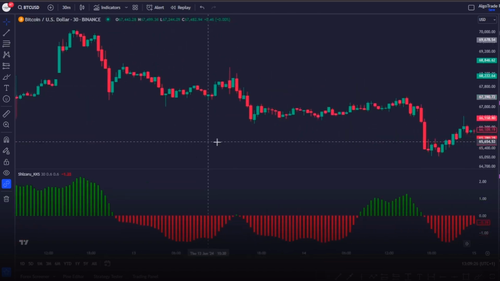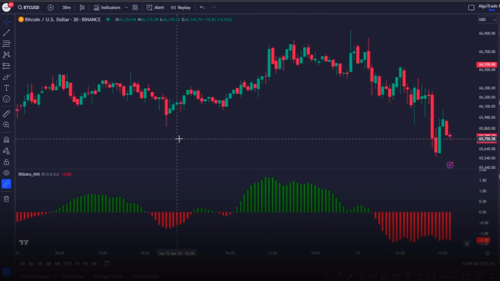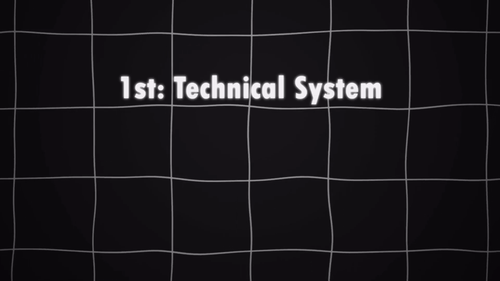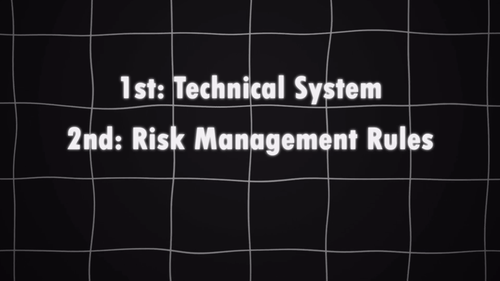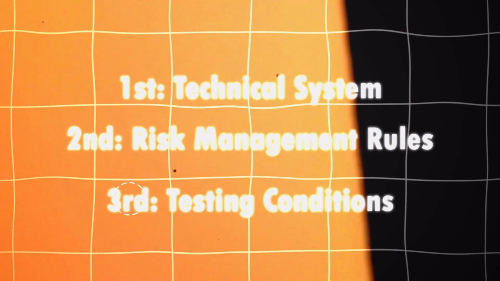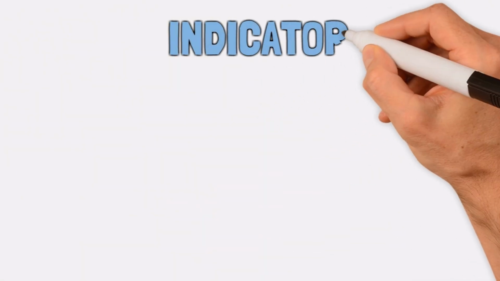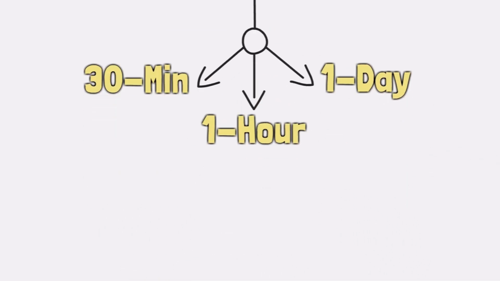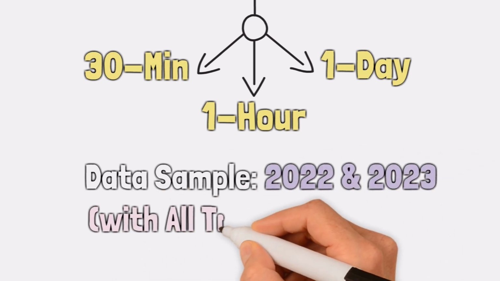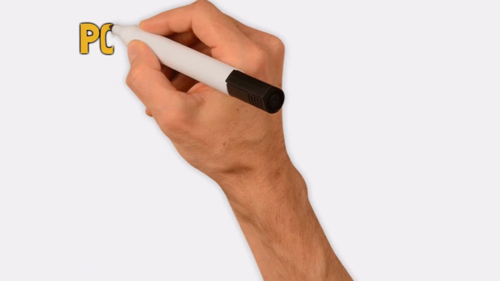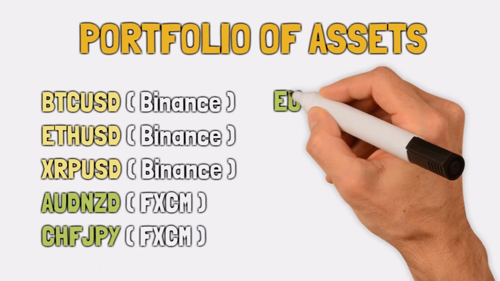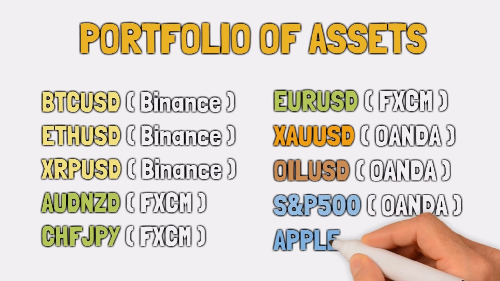But to confirm if its results are indeed profitable and efficient, we will need to, say with me, properly backtest it. As usual, to do this, we need three things. First, the technical system, second, the risk management rules, and third, the testing conditions. Regarding this last step, we will backtest the KusKus Starlight on the 30-minute, 1 hour and daily timeframes using data from 2022 and 2023 across a diverse asset portfolio: Bitcoin, Ethereum, XRP, 3 currency pairs, gold, oil, the S&P 500 index and the Apple stock.